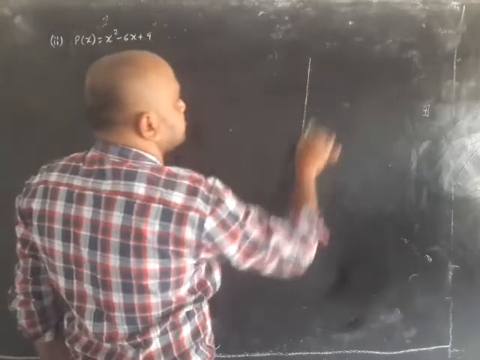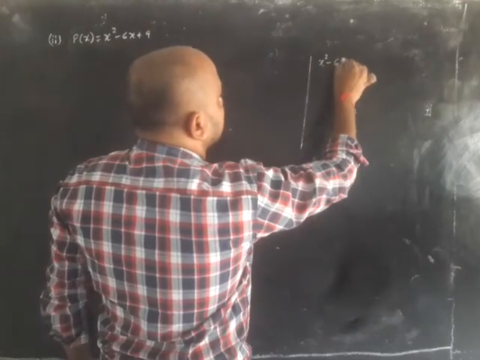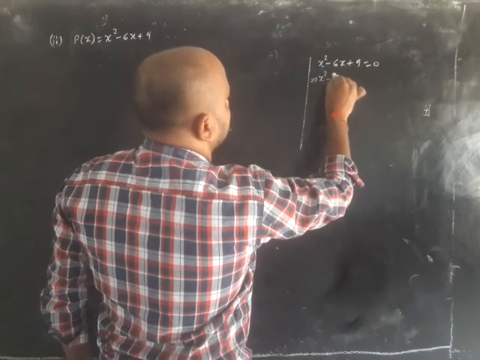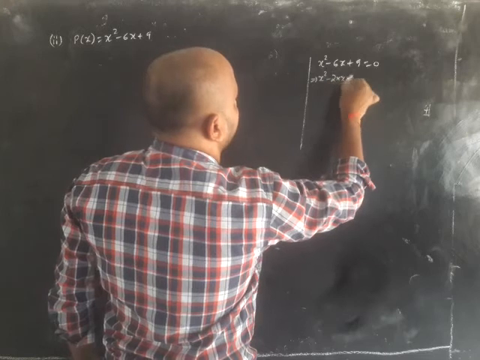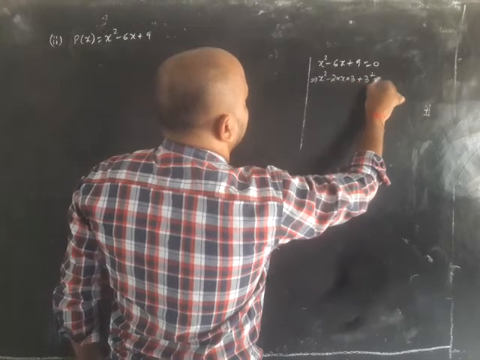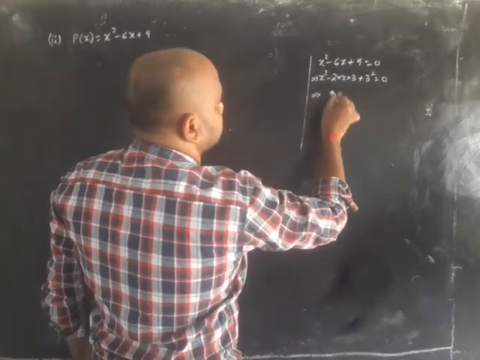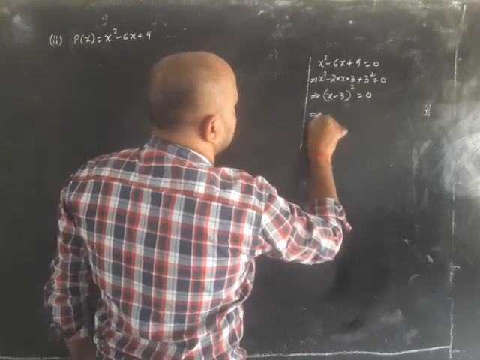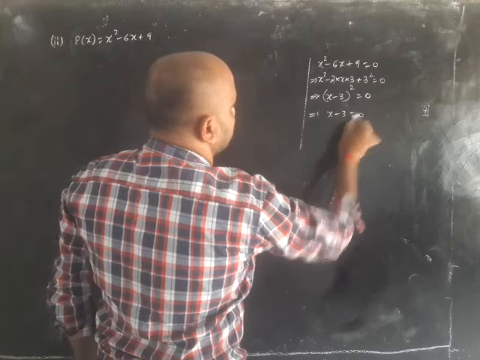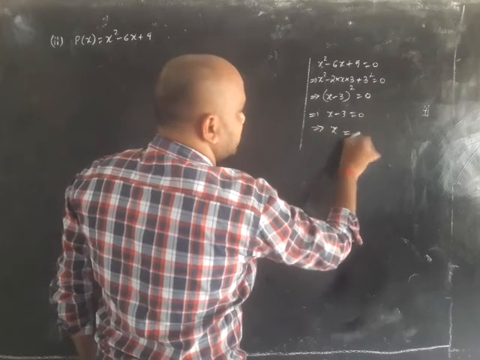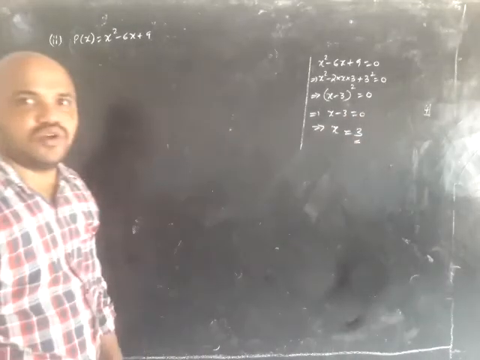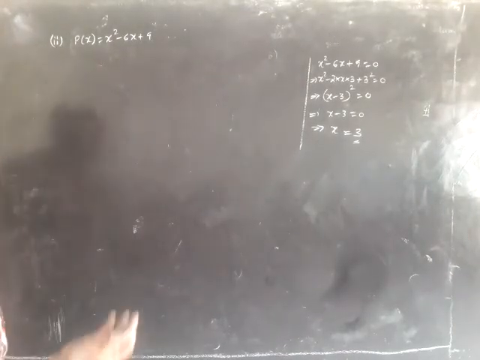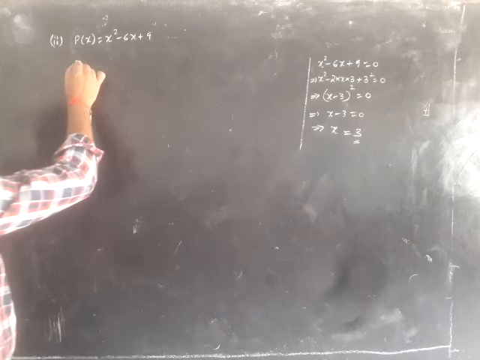See here. x square minus 6x plus 9 equal to 0. x square minus 2 into x into 3 we can write, plus 3 square, that is equal to 0. So x minus 3 whole, in the form of a minus b whole square. Then x minus 3 equal to 0, x equal to 3. Therefore it has only 1 zero. So we can start our table.